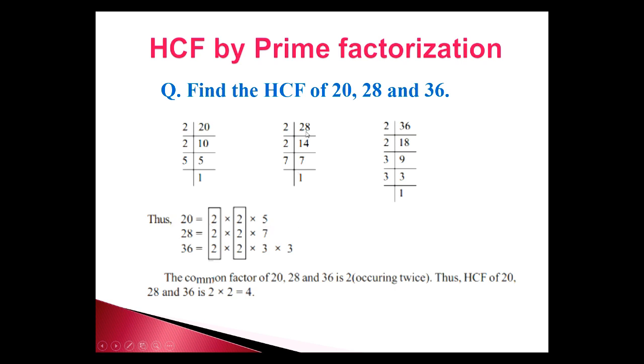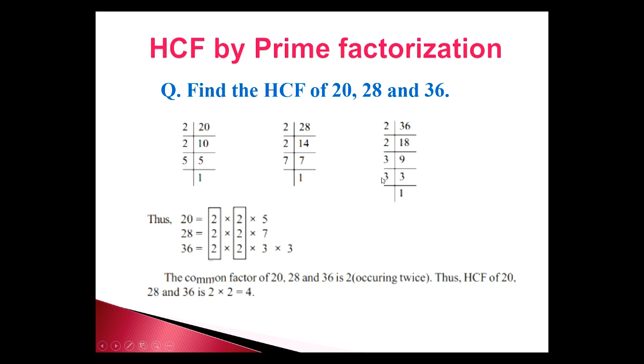Now we'll divide 28 with the smallest number. The smallest number is again 2 here. 28 divided by 2 equals 14. 14 divided by 2 equals 7. Now we'll divide 7 by another number, which is 7, which equals 1. So the prime factors of 28 are 2, 2 and 7.